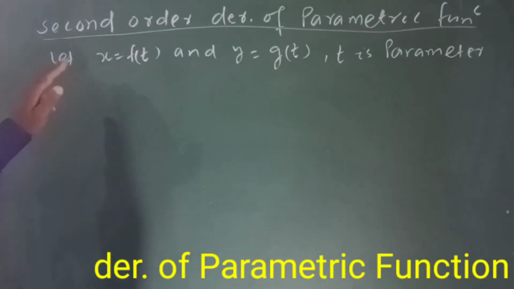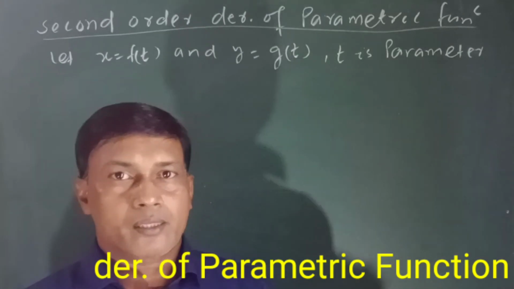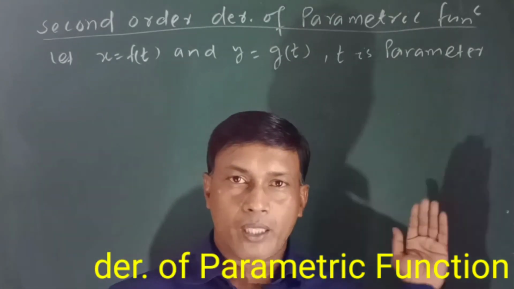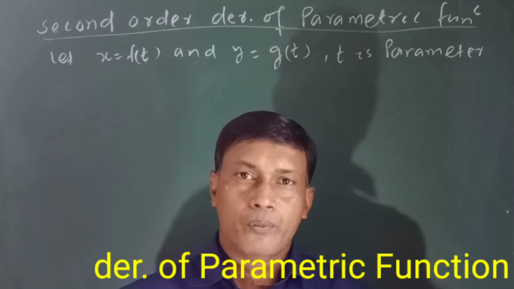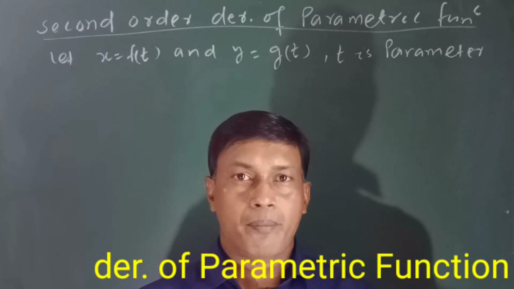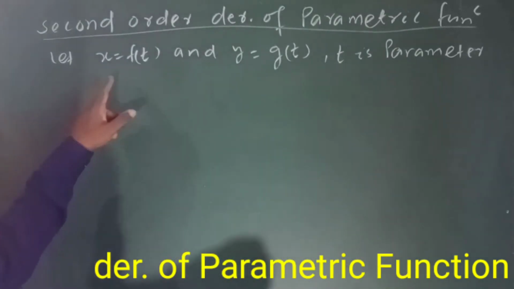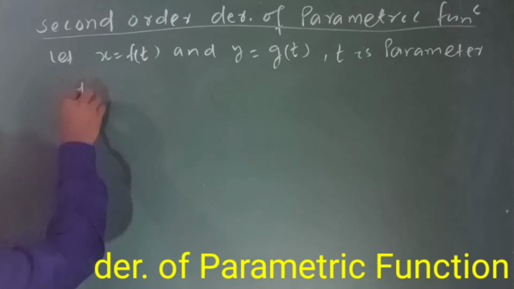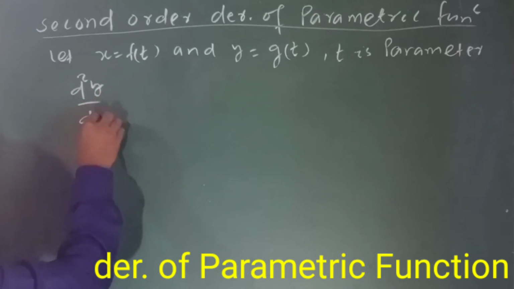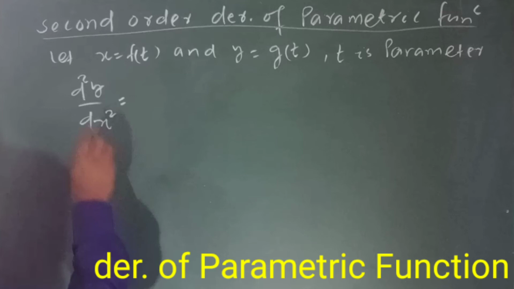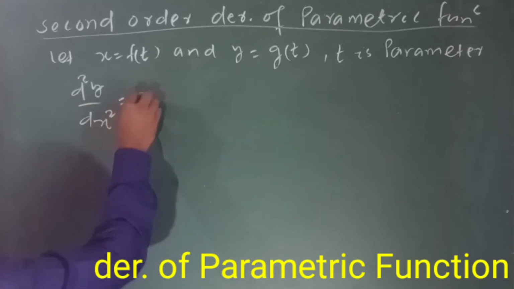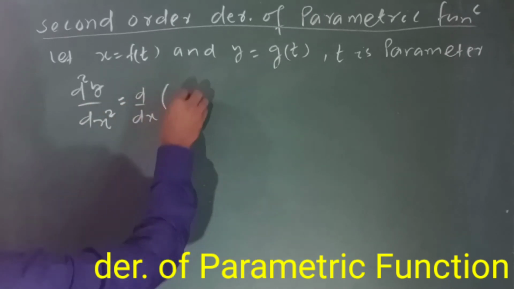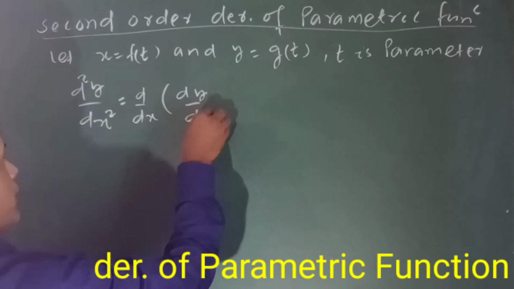The important thing is the second order derivative of parametric functions. Many times the students face lots of problems in solving this type of problem. Really, how to find the second order derivative of a parametric function. Suppose x is equal to f of t and y is equal to g of t is the parametric function, where t is the parameter. Here, how can we find the second order derivative? That means d square y by dx square. Look at here, d square y by dx square is actually d by dx of dy by dx.